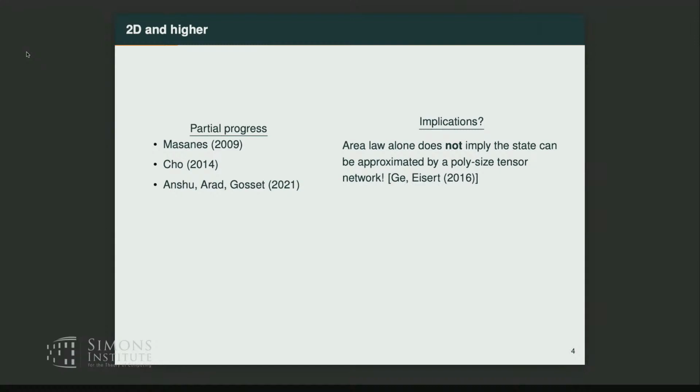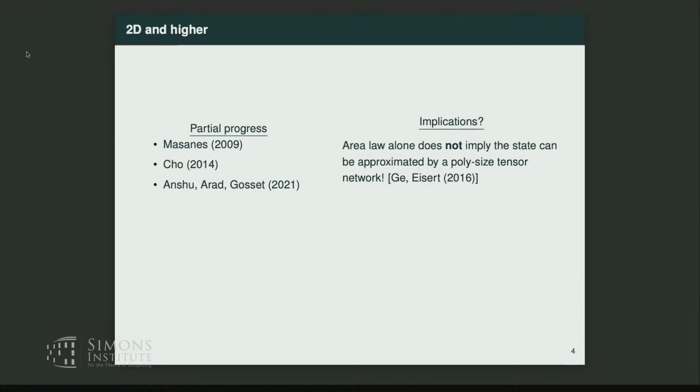It was shown by Gao and Eisert that the class of states that satisfy area law is too large, so that you cannot hope this set to be well approximated by a polynomial-size tensor network. Of course, I should emphasize that this doesn't mean that we should stop trying to prove area law. The techniques going into proving area law may actually help us in arriving at these desirable conclusions. I'm just saying that area law in itself is not going to allow us to conclude this.